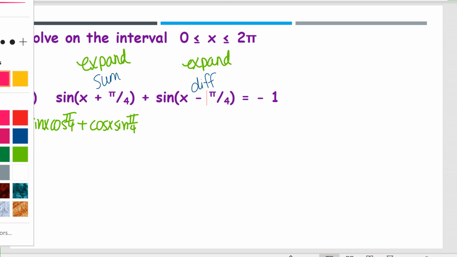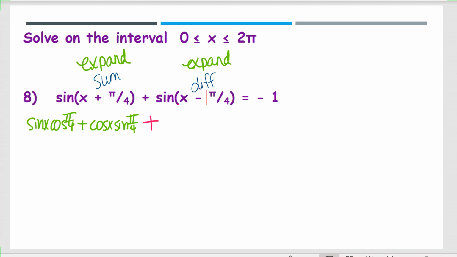Let's do the next one. Expand the difference. Sine of x cosine of pi over 4 minus cosine of x sine of pi over 4. All of that equals -1. So that was sine of the first, cosine of the second, minus cosine of the first, sine of the second.